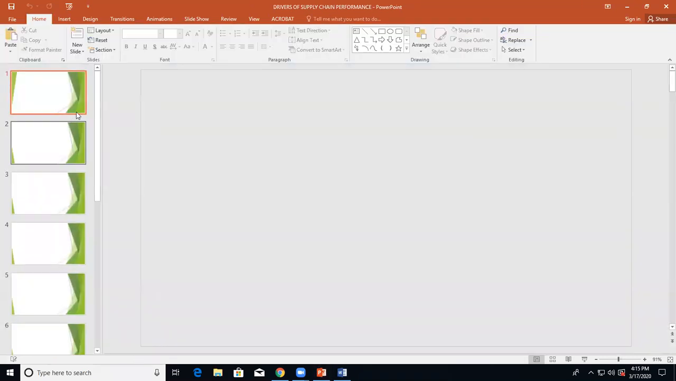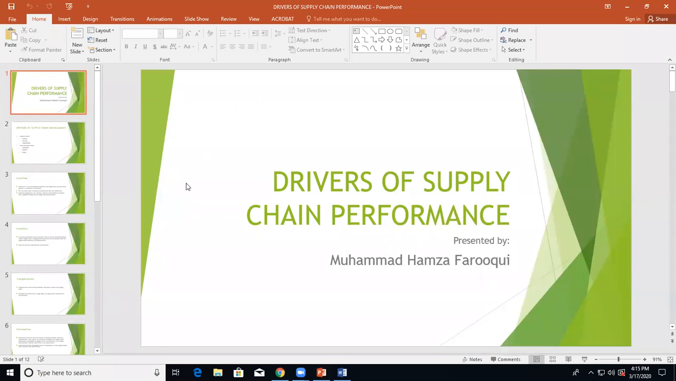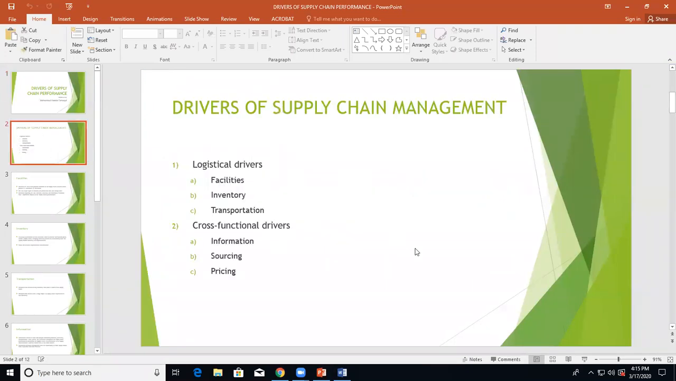Chapter that is drivers of supply chain. As you all know, I might have discussed that drivers of supply chain management, there are two categories of supply chain drivers. The real concept of driver is that through which the supply chain management function performs at its best, through the two categories of driver. That is, one is logistical, the other one is cross-functional driver.